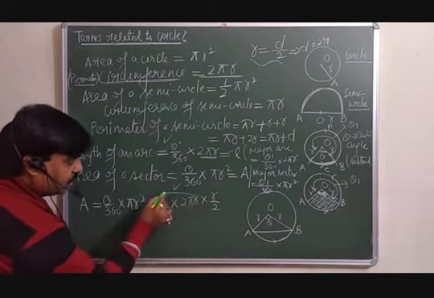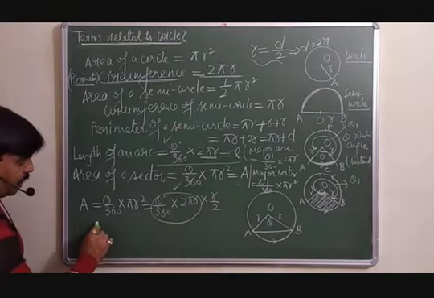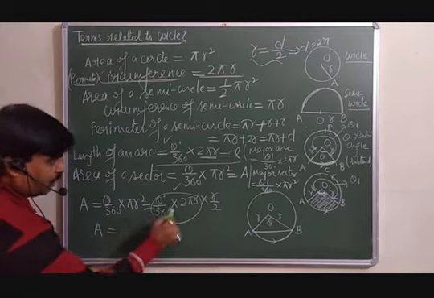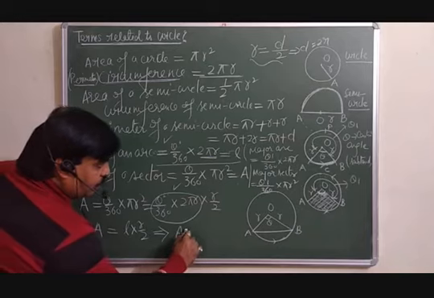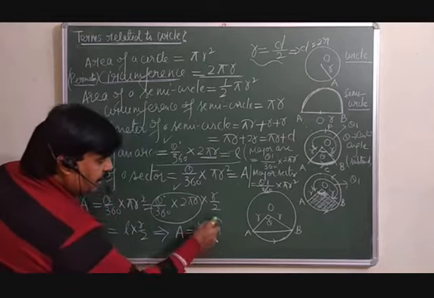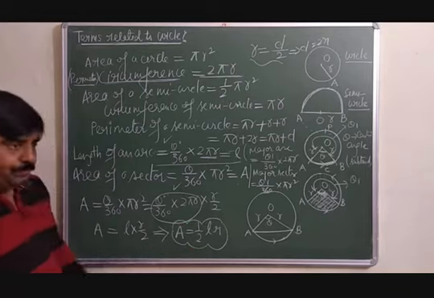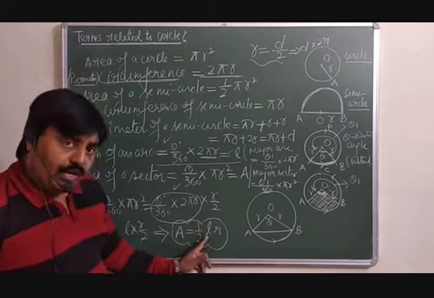लेकिन what is this? This is your length of an arc. तो आपको क्या मिला? A is equal to this is your L into R over 2. यहां से you will get one of the formulas: A is equal to 1 over 2 length of an arc into radius. So this is also one of the relations. Area of the sector is equal to 1 over 2 length of an arc into radius.